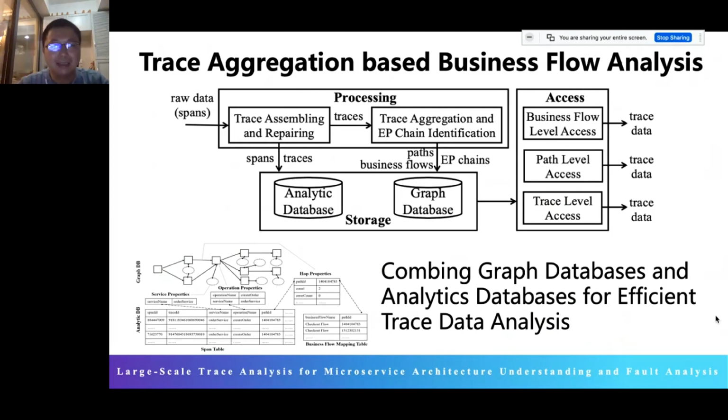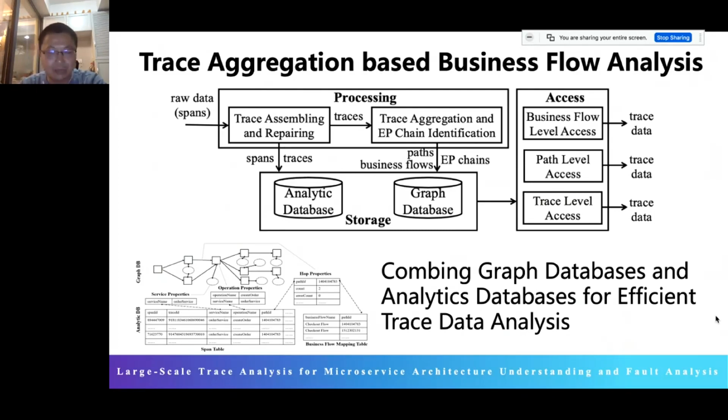I think a key point here is the storage. The storage here is carefully designed for the purpose of trace analysis. We combine graph databases and analytics databases for efficient trace data analysis. In some cases, we need to do a graph-based query. For example, we want to query all the traces that pass a given set of services.